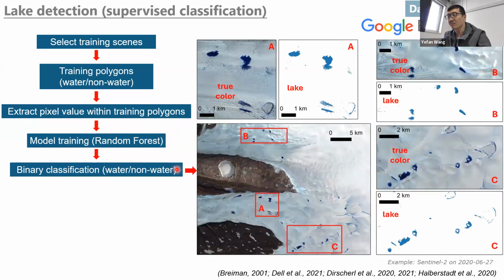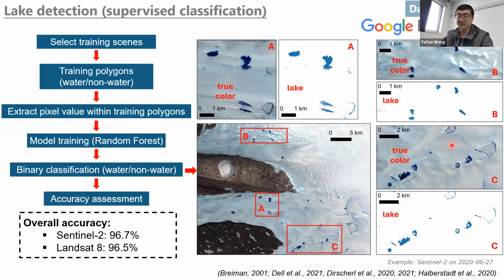And here is one result of my work. Here is the true color image, and here is the lake. Based on this result, it looks good, so I assume that I can use this result, but an eye check alone is not enough. So I did the accuracy assessment, and the overall accuracy is over 96% for both data sets. It looks good, so I will start my processing.